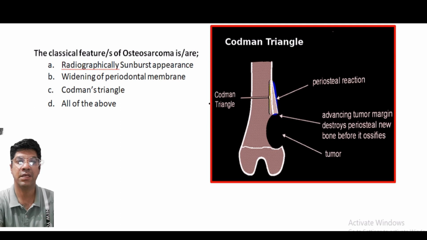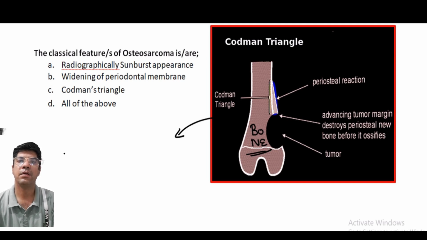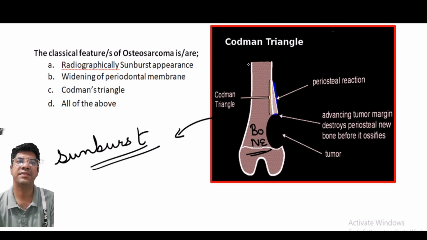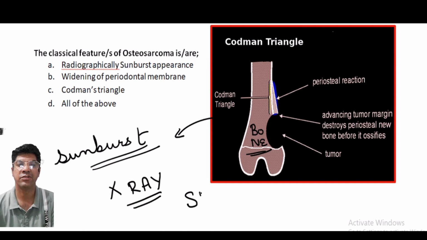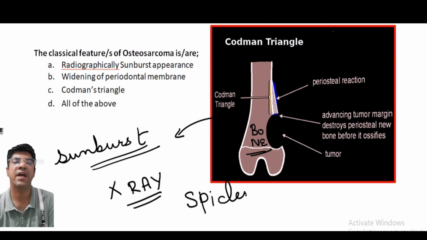The classical features of osteosarcoma are, well, osteosarcoma, we know it is a malignant bone tumor, so it will be seen in bone. It typically has what kind of appearance? Sunburst. That appearance is seen on X-rays. On X-ray you will see spicules.